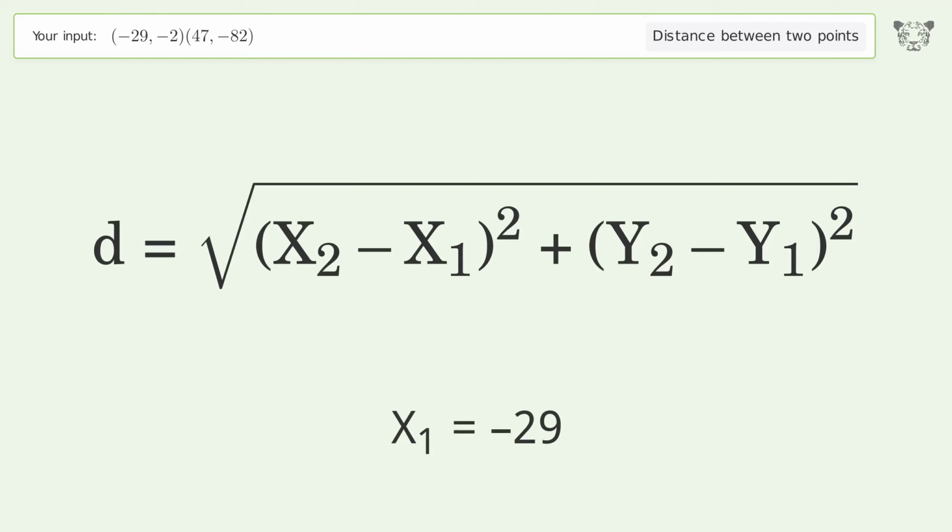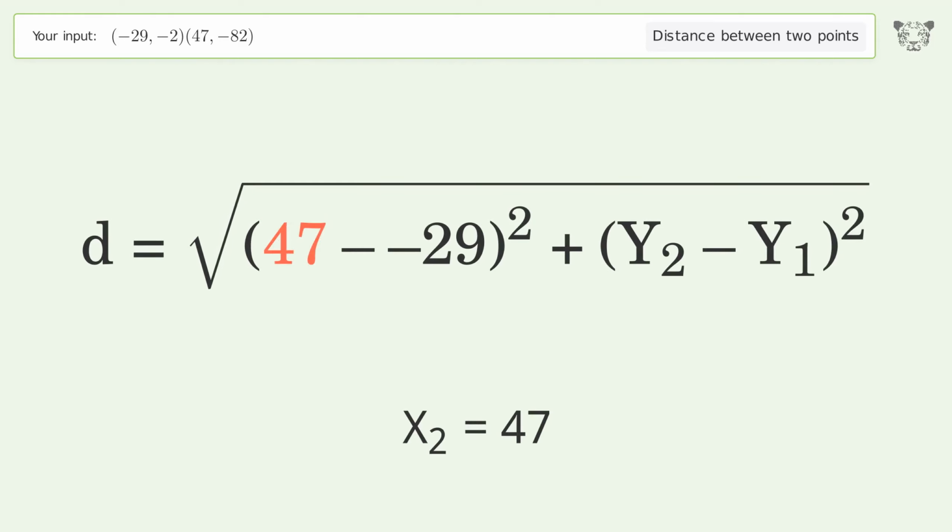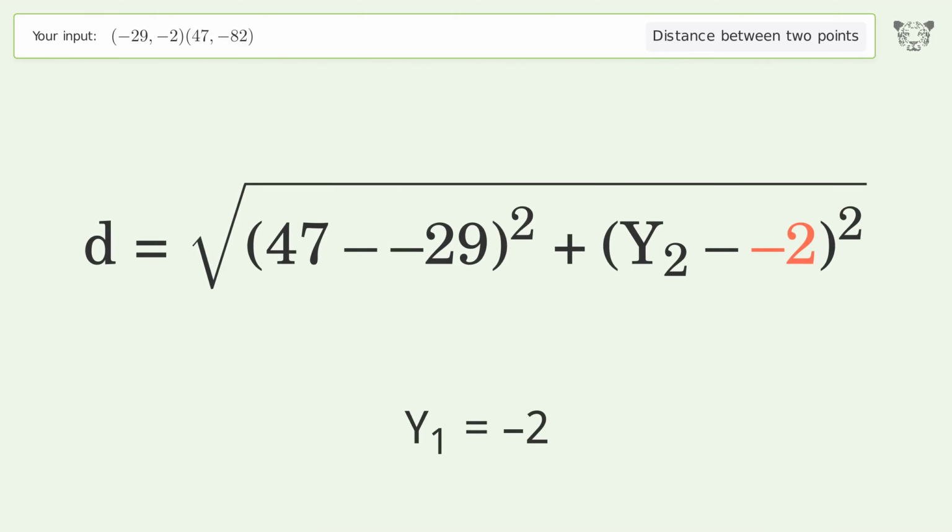x1 equals -29. x2 equals 47. y1 equals -2. y2 equals -82.